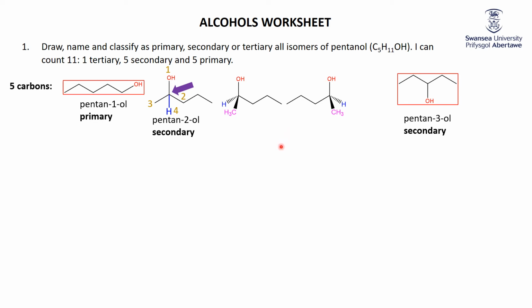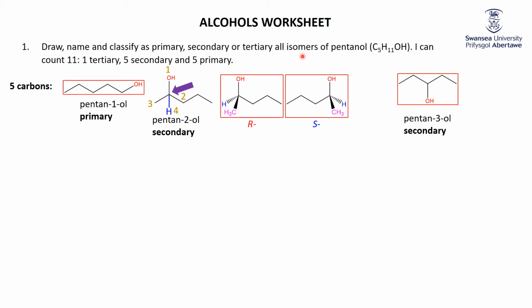So let's assign them. First one here, the OH is 1, then 2, then 3, then 4. So I had to go clockwise, which makes this R. And then here I go 1, 2, 3. So here I'm going anti-clockwise. So that's the S.